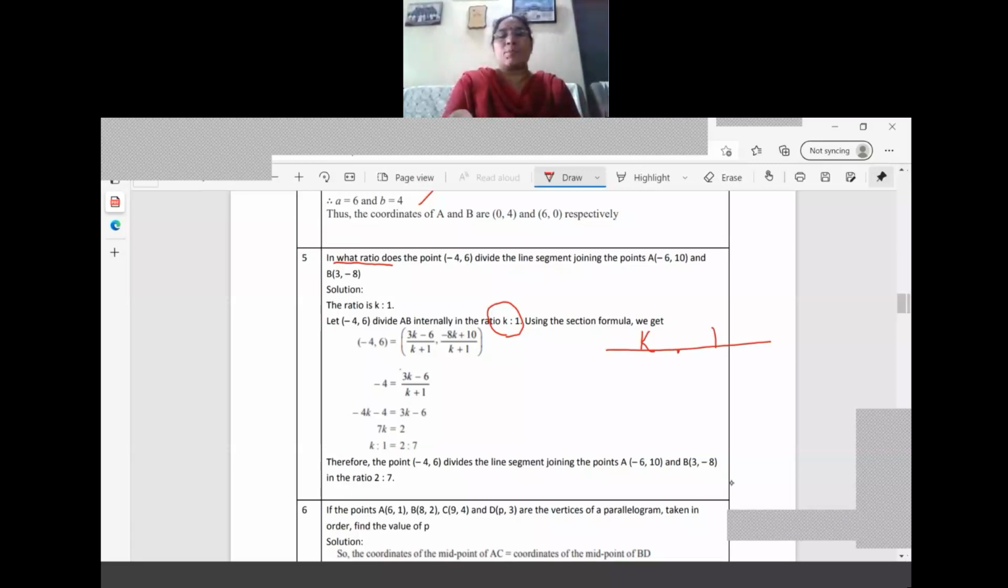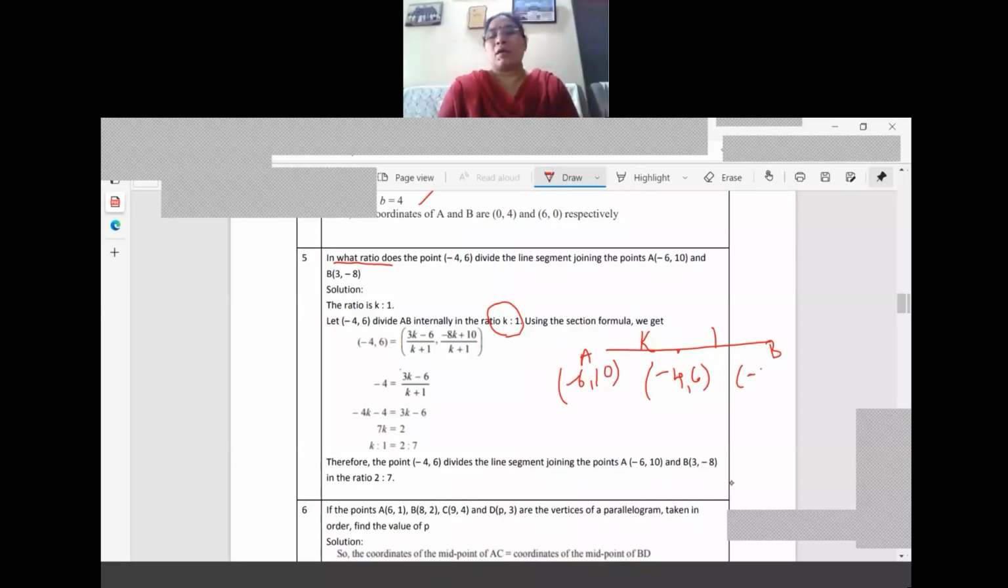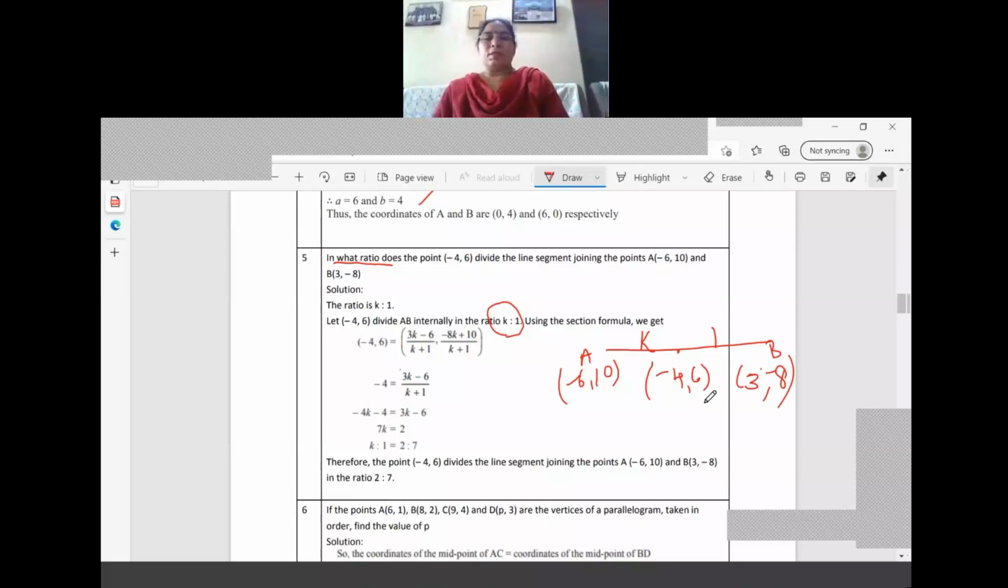In what ratio does the point minus 4 comma 6 divide the line segment joining A minus 6 comma 10 and B 3 comma minus 8, right? So k is to 1 is there. So what will we get for k, when we are taking this to be multiplied with 3, and 1 we are taking to be multiplied with minus 6. So we are getting 3k minus 6 by k plus 1.